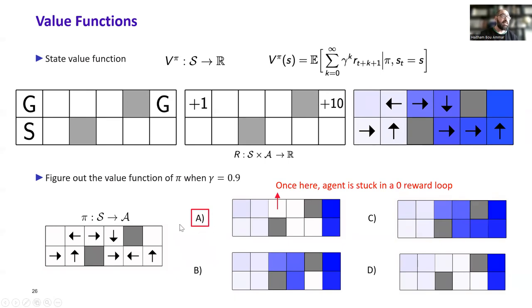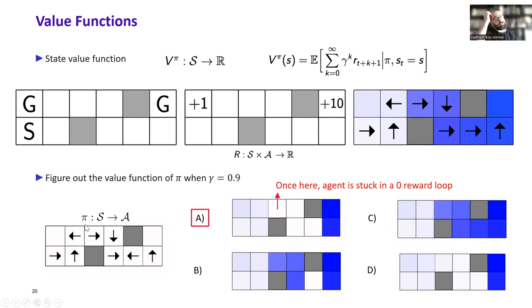The reason why that's the case is that when the agent is here, it will be stuck in a loop with zero reward. If the agent is here, it will take this action, so it'll go there and get zero reward, go here and get zero reward, go here and get zero reward, and then this takes me back there, I get zero reward, then this takes me back here, I get zero reward, and so on.